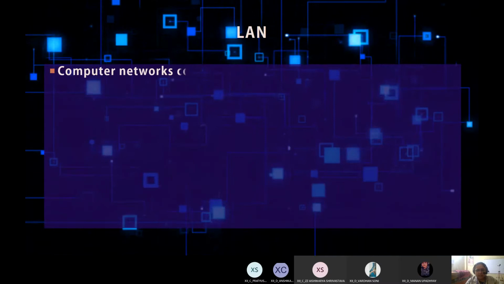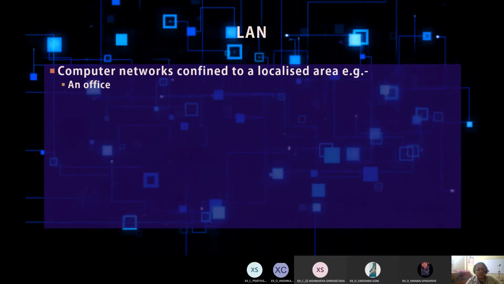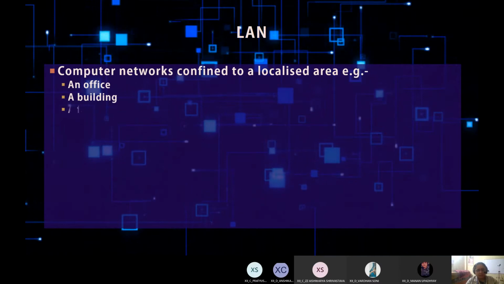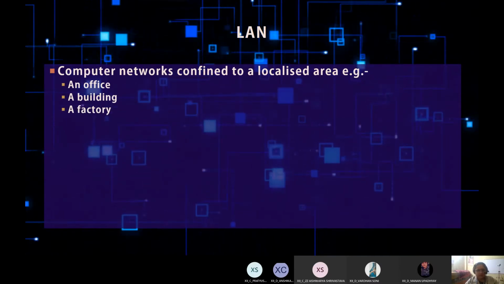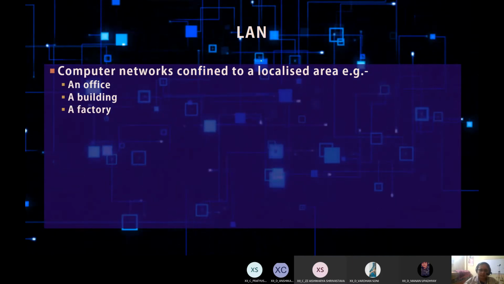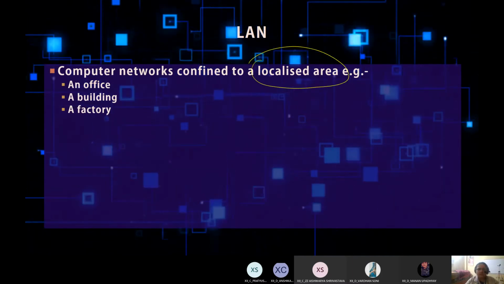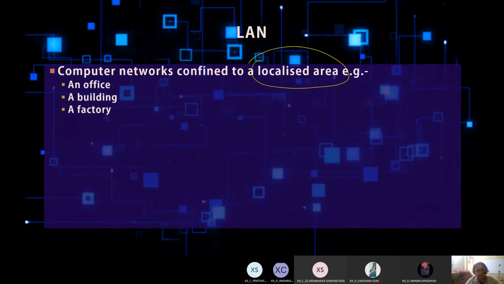So let's see LAN in detail. Computer networks confined to a local area, for example, an office, a building, a factory, a college campus. All these form a LAN, and that is why it is known as a local area network, because the network is just connected to a small localized area.